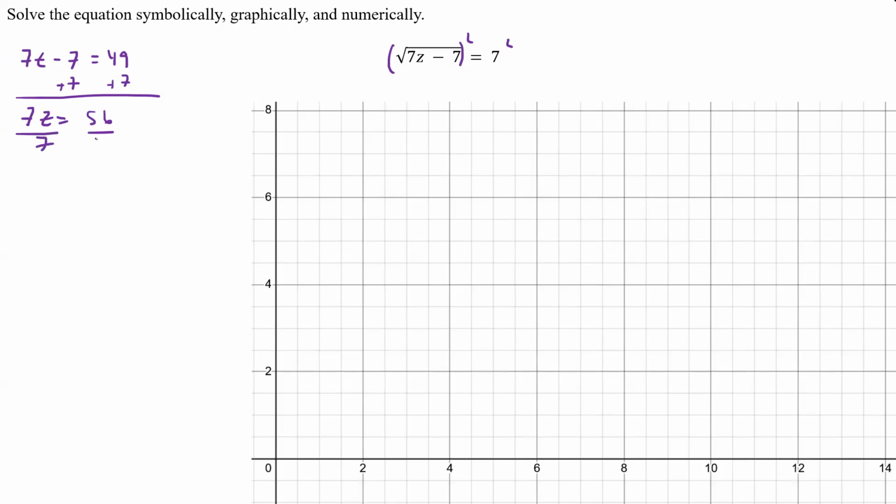Divide by 7, divide by 7. So z is equal to, looks like 8. Okay, so that is going to be our value if we're doing it symbolically. So we've done that one. Now graphically, what we're going to do is we have to plug this in and figure out kind of where it goes. So the easy one is y equals 7.